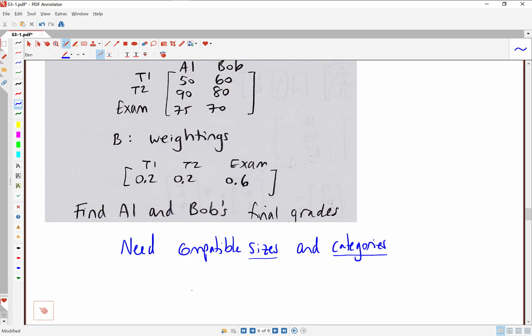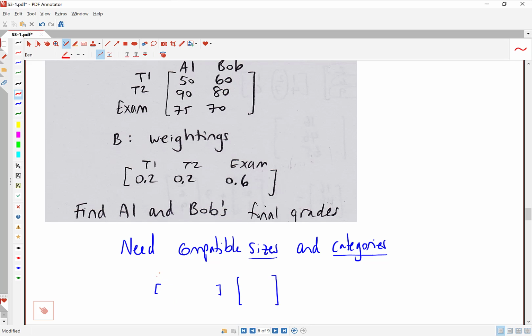So if we just reason through this from a size point of view, we would say, well, we can't multiply A times B like that. The sizes aren't compatible. We could multiply B times A. So we'd have a 1 by 3 matrix times a 3 by 2 matrix like that. So the sizes would be compatible. Now we need to convince ourselves that that's actually meaningful, and that's where the categories come into play.